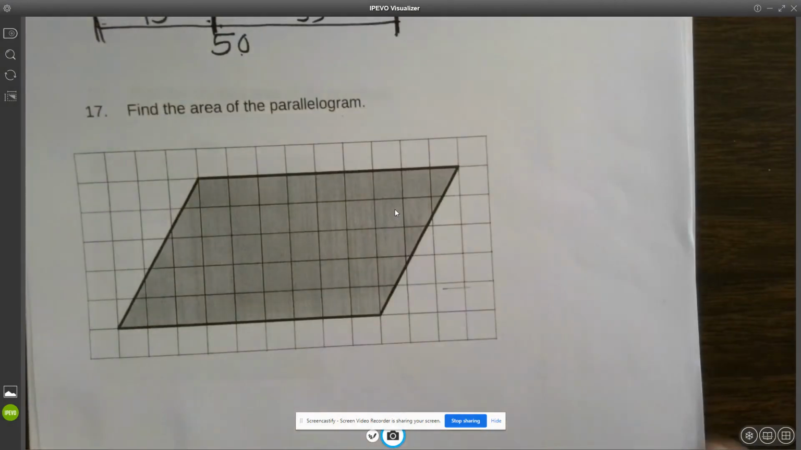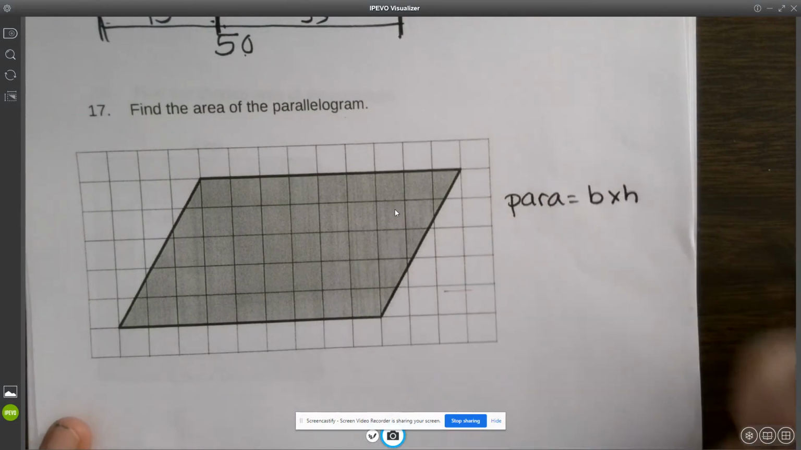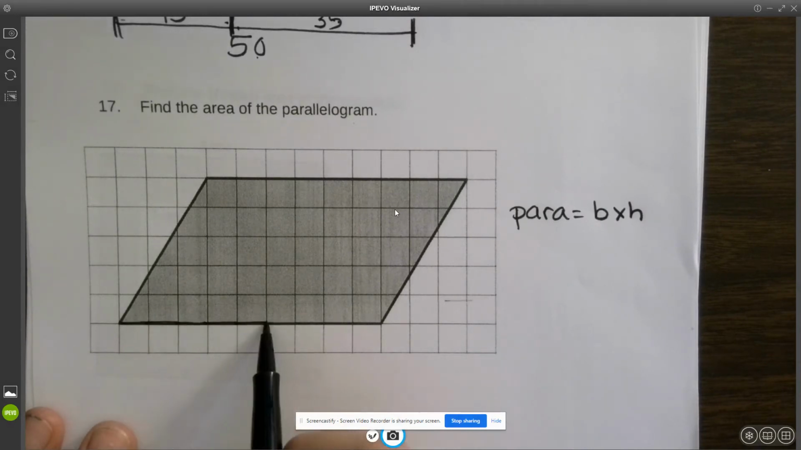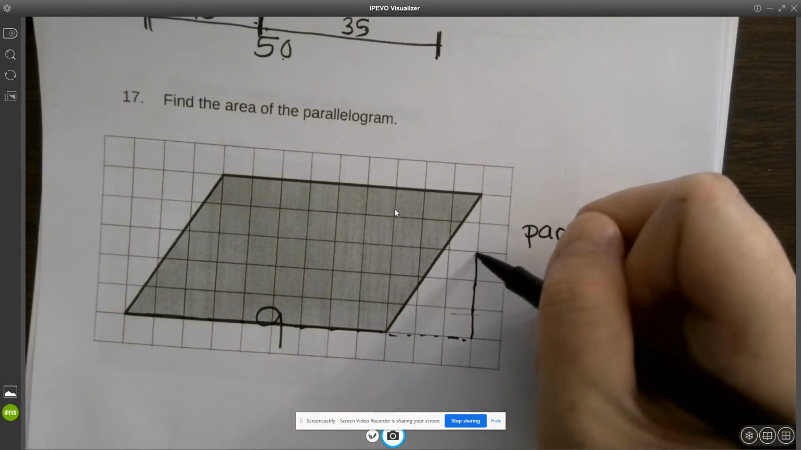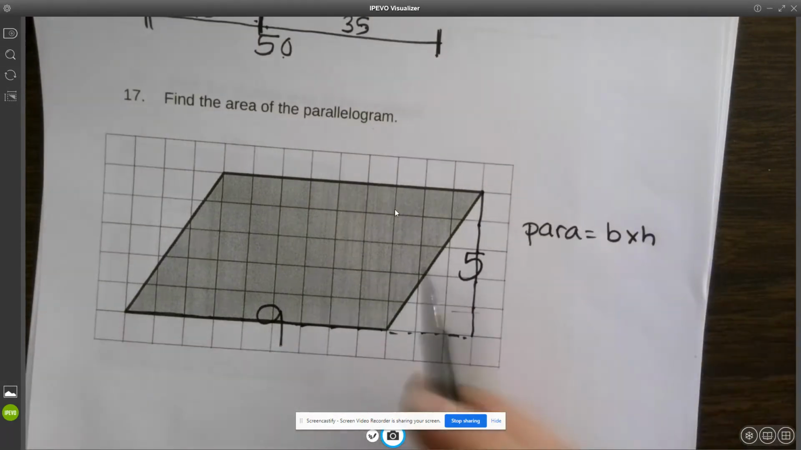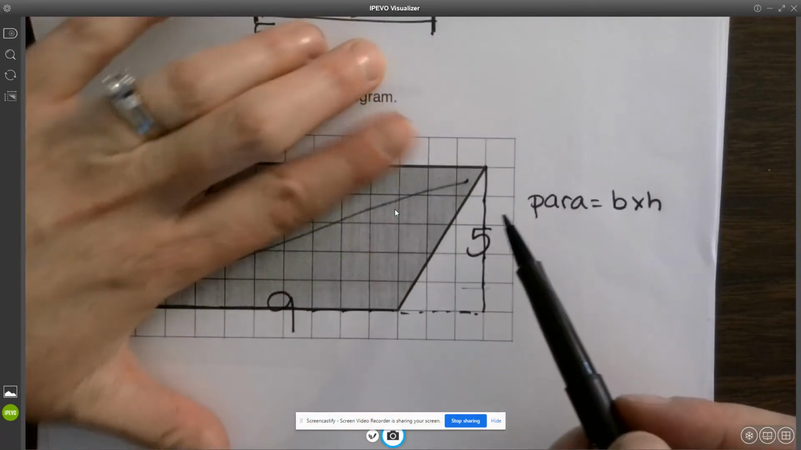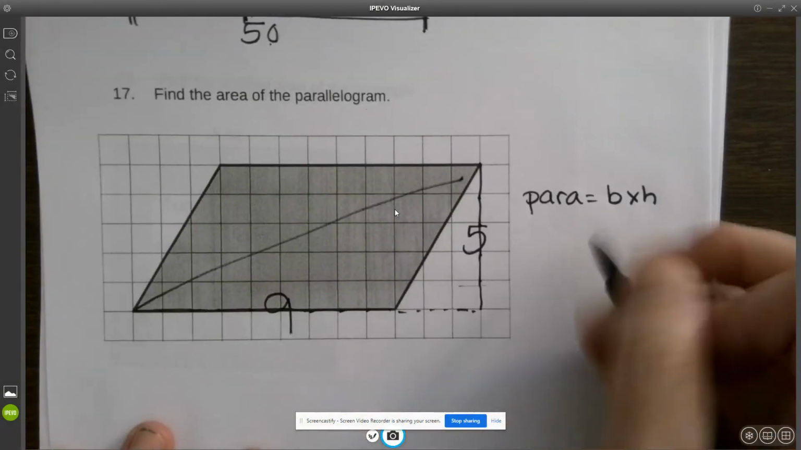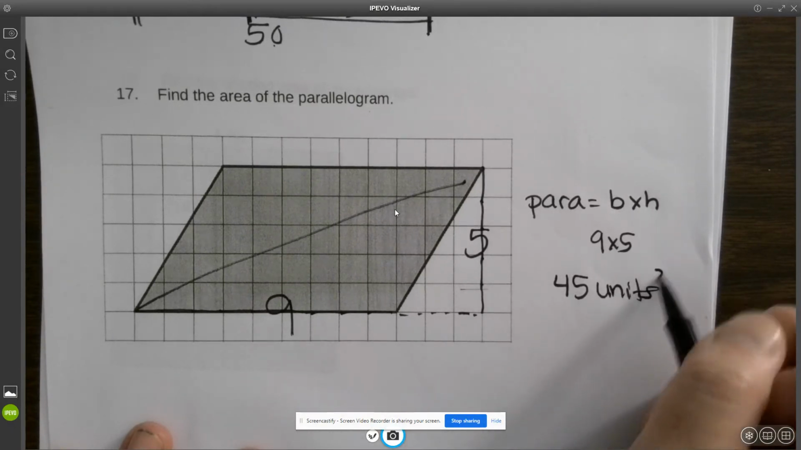All right, area of a parallelogram. Again, a parallelogram is the same as a rectangle. It's just base times height. So the base is 1, 2, 3, 4, 5, 6, 7, 8, 9. Now how high up does it go? It goes up 1, 2, 3, 4, 5. We don't cut it in half, because if we cut it in half, we'd be only getting like that. That's why we always cut triangles in half, because otherwise we'd be getting a full parallelogram. So I just go 9 times 5, and it's 45 units squared because it's area.